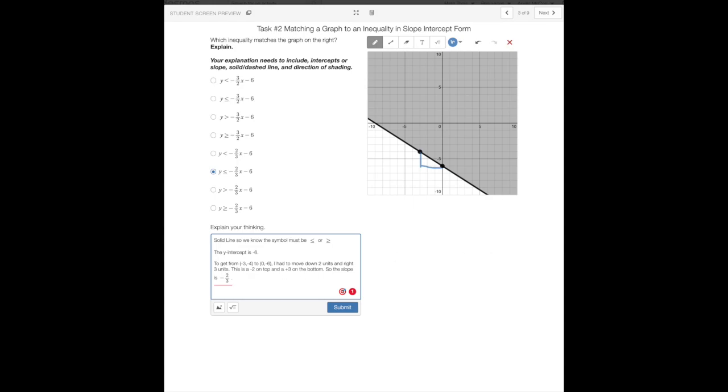Okay, so the last thing to check is the shading. Did I shade above or did I shade below? I'm going to pick a test point, and I like to pick 0, 0. Now, because 0, 0 is in the shaded region, I'm going to look for a true statement when I plug it into this one or this one. I need a true statement because 0, 0 is in the shaded region. If 0, 0 was not in the shaded region, I would look for a false one.